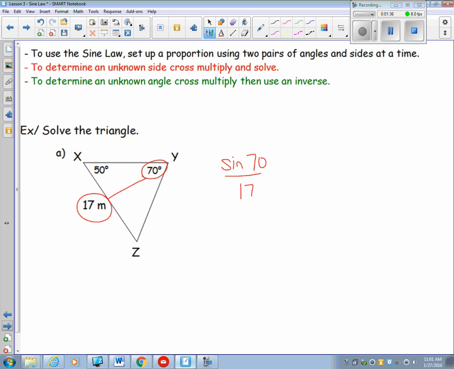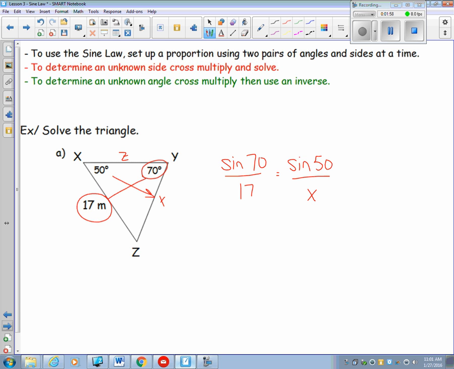We'll label them. Big X is across from little x, big Z is across from little z, and of course angle Z down here at the bottom. I can start off with the 70 and the 17 matching up with the sine of 50 with the x. Those are across from each other in the diagram.